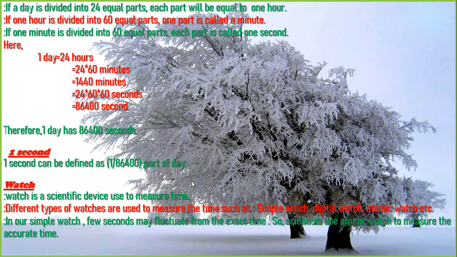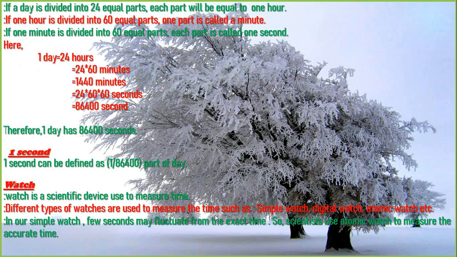We all must have seen a watch and used it also. So there are different types of watches used to measure time, such as the simple watch that we use, digital watch, atomic watch, etc. In our daily life, simple watches are used, in which a few seconds may fluctuate from the exact time.